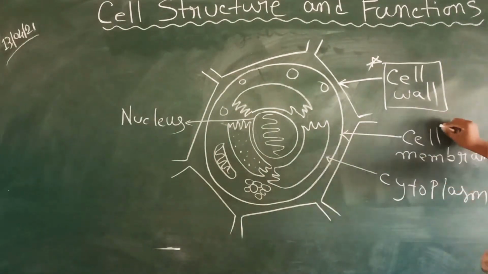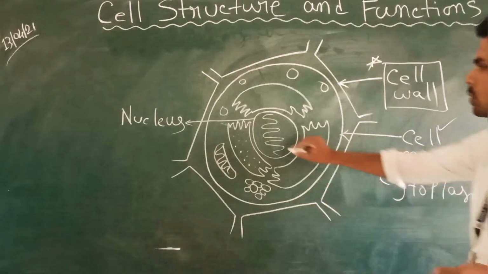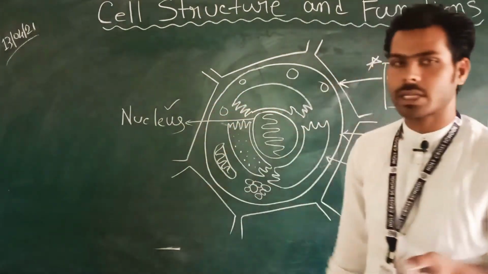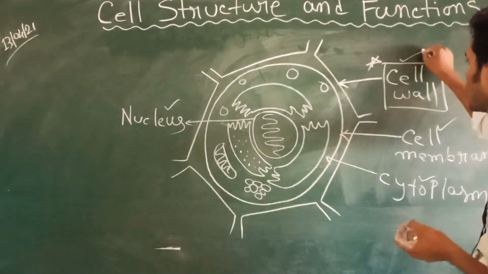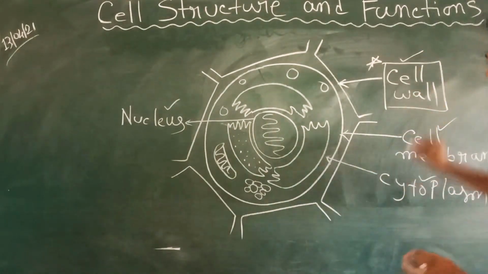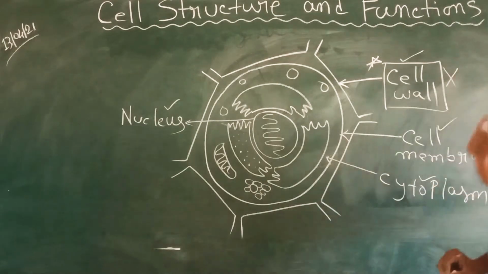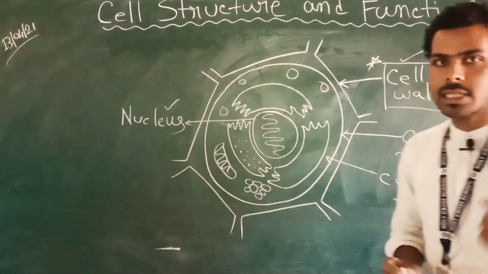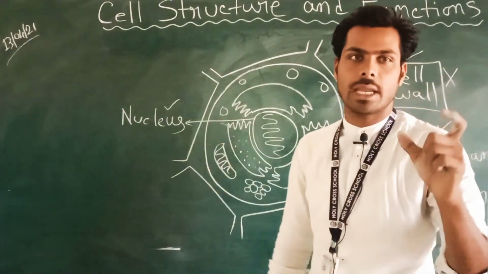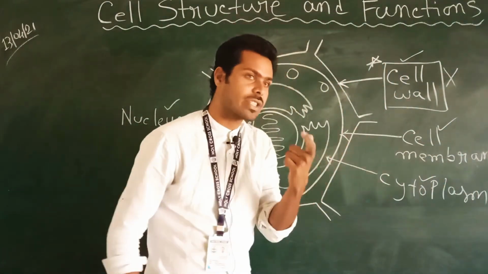In an animal cell, the cell membrane, cytoplasm and nucleus, these three structures are present. But in the case of a plant cell, the cell wall is present. In the case of an animal cell, the cell wall is absent. This point you should always keep in mind. Now let us discuss each component's structure and function.